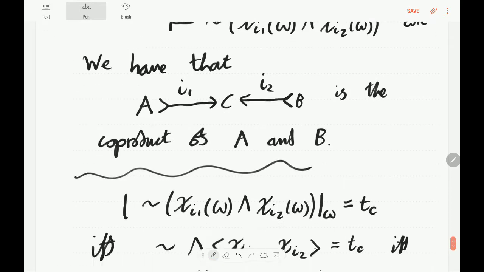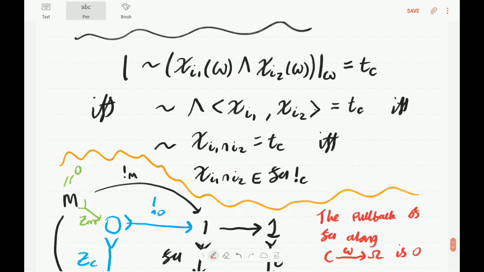Now, how are we to interpret this? Well, I claim that what it means basically is that I1 intersection I2 is the empty subobject of C. So we could call it Z of C. This is my notation for the empty subobject of C.